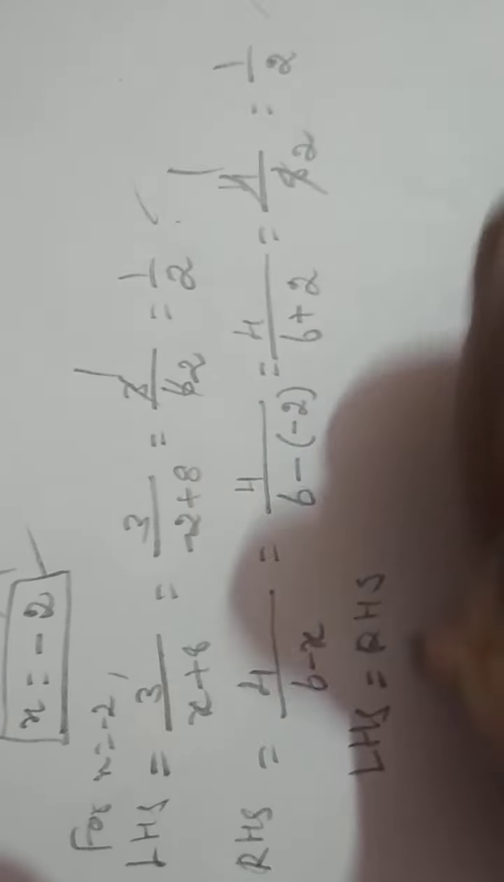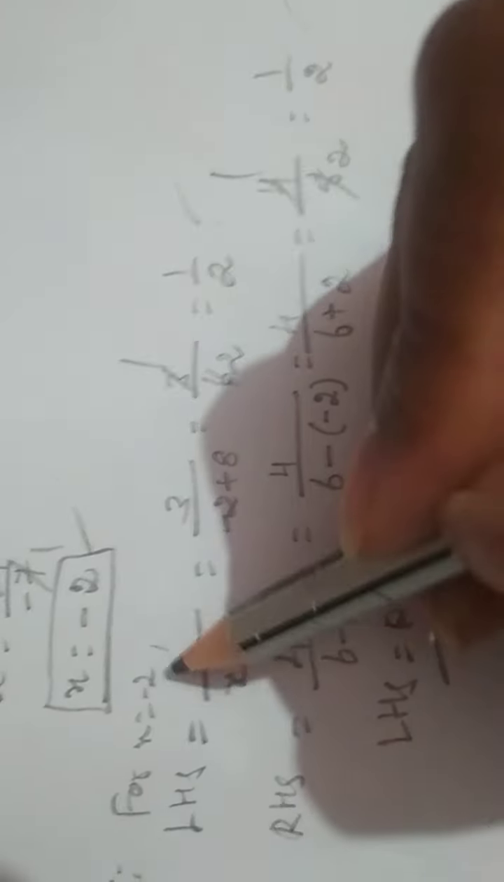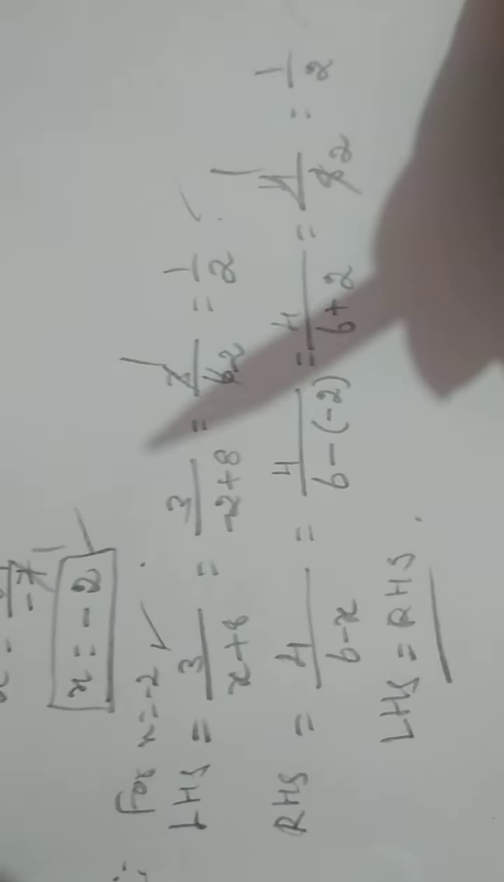LHS is equal to RHS. So this value x equal to minus 2 is the solution of the given equation.